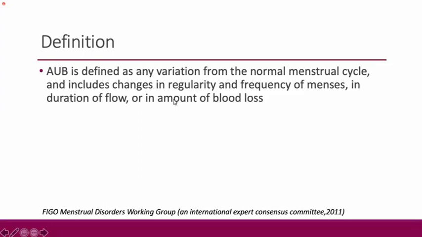But anyway, the nomenclature that we use is abnormality to be defined as any variation from the normal menstrual cycle. So it can be regularity change, it could be frequency, it could be duration, or it could be the amount of blood loss. So any of these four components, any of these changes from normality, we have to define it as abnormal uterine bleeding.